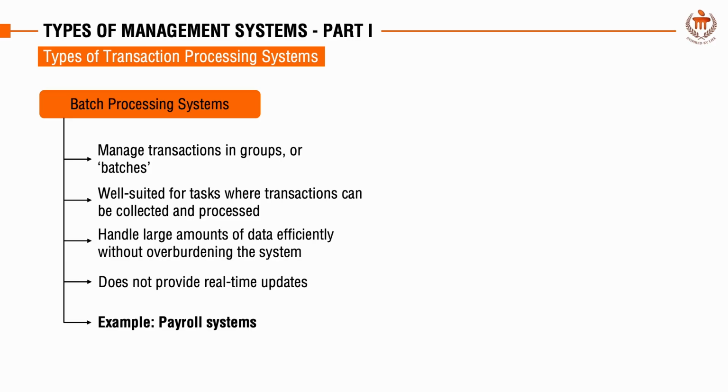Example, in a payroll system, all employee work hours for a week or month are gathered, and at the end of the period, the system processes the entire payroll in one go. This eliminates the need to process each individual employee's hours as they are logged.